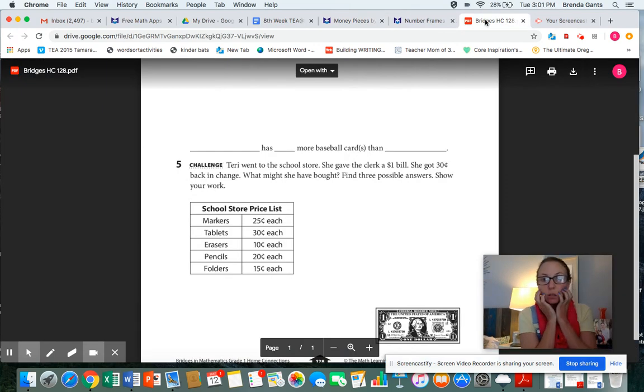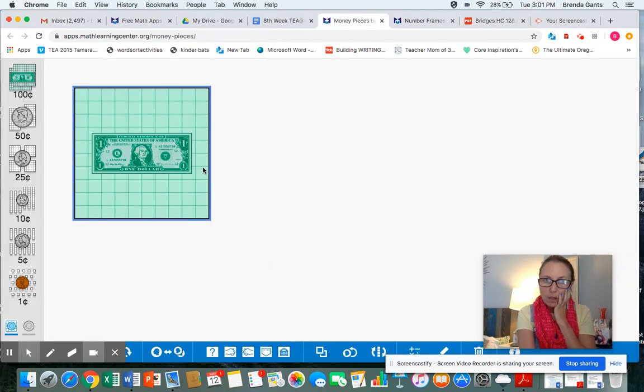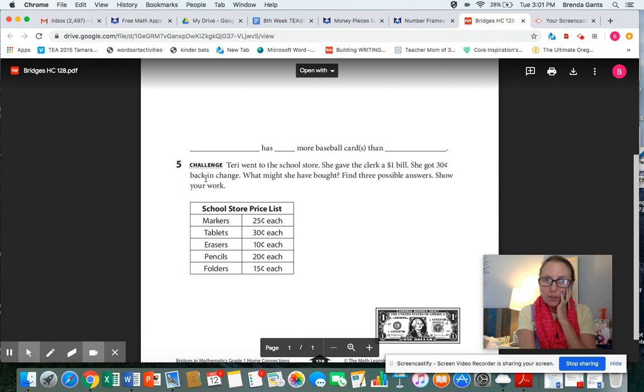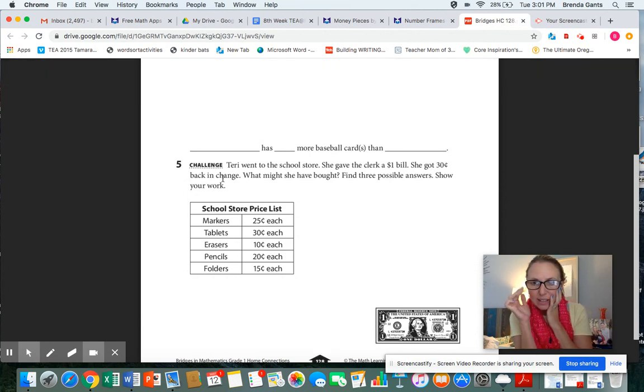There are lots of ways to solve this. Lots of ways. It says, Terry went to the school store. She gave the clerk a $1 bill. Here's the $1 bill. She got 30 cents back in change. What might she have bought? Find 3 possible answers. Show your work.